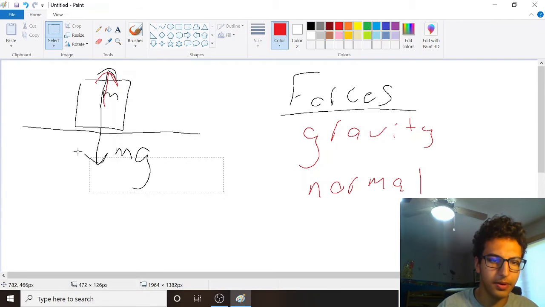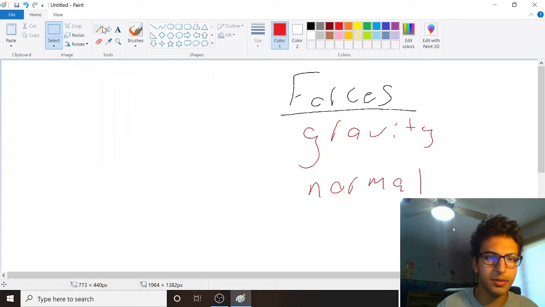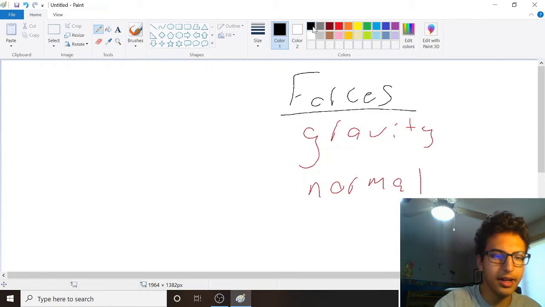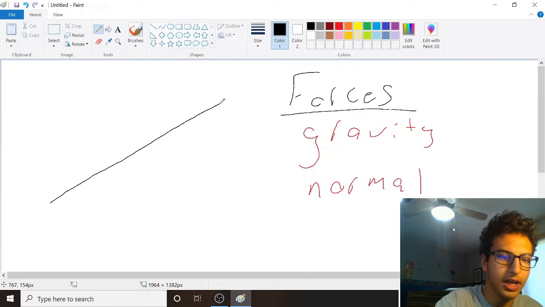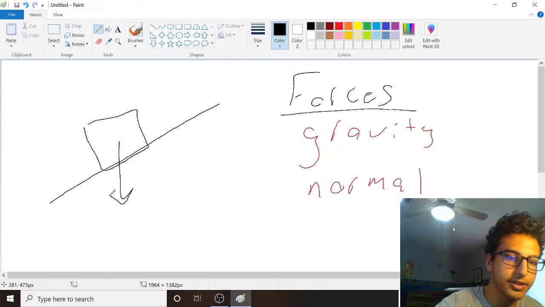But what if we had something else? Say we had an incline. We put a box on it. We know gravity goes straight down, and the normal force is normal, it's perpendicular to the surface. So the normal force is right here. So this is gravity, and this is normal.